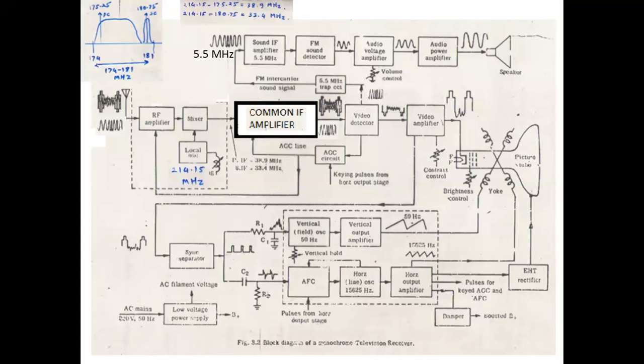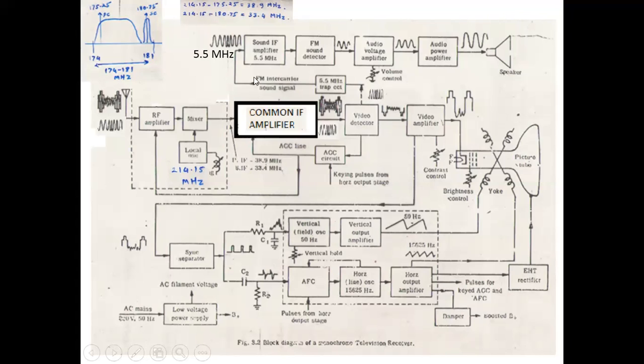This video IF and sound IF is then amplified with the help of common IF amplifier. The output of it is given to video detector. So video detector is nothing but a diode, a non-linear device. So as I told you, the output of this video detector, there are three outputs.